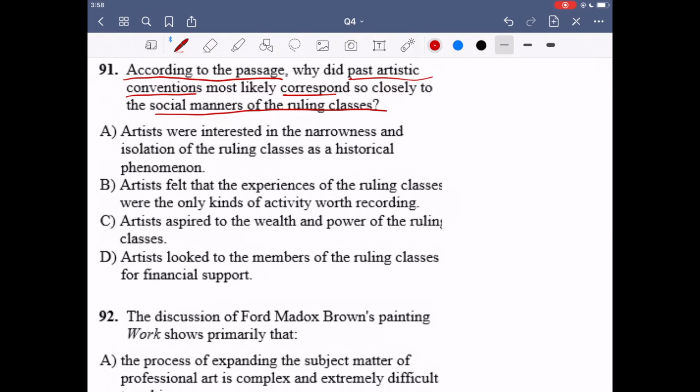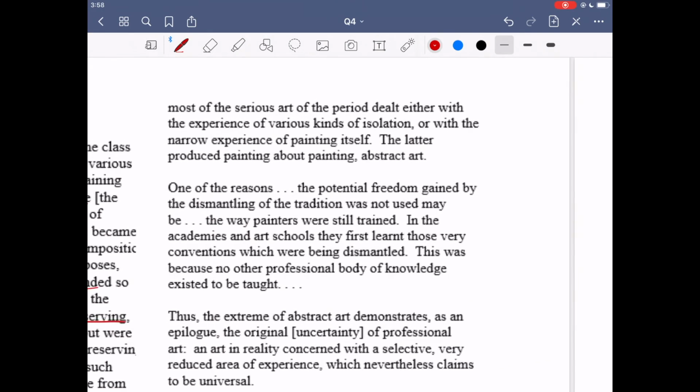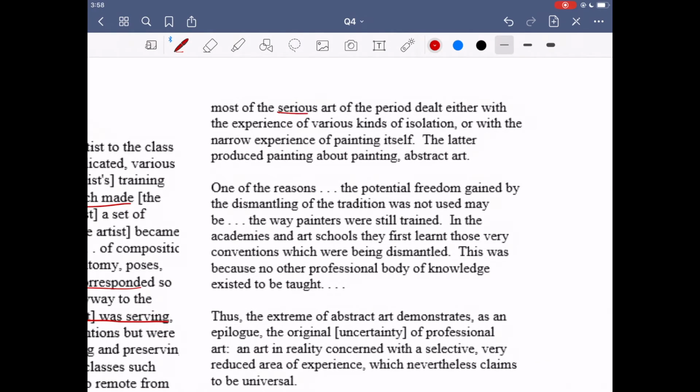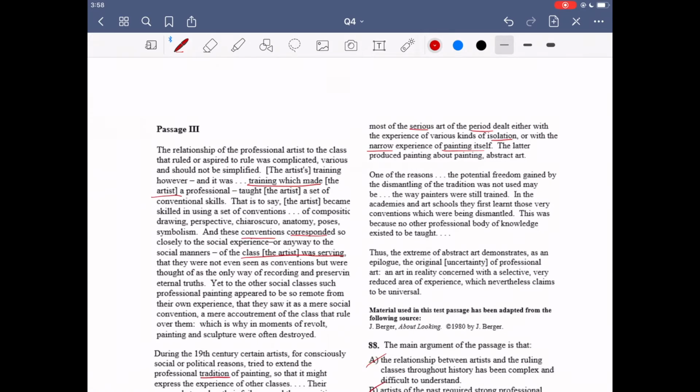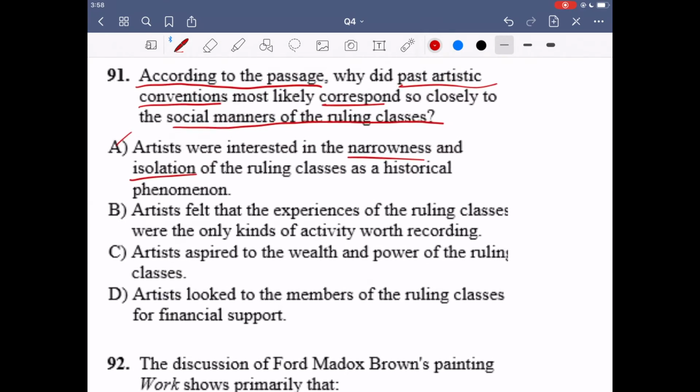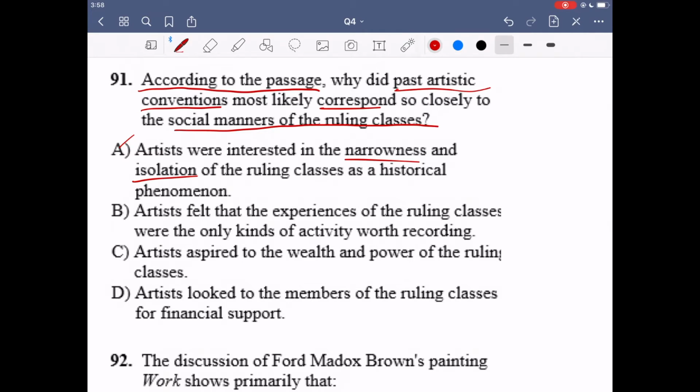Option A is saying artists were interested in the narrowness and isolation of the ruling classes as a historical phenomenon. No. Narrowness and isolation, those were mentioned somewhere in the passage. Where were they? I think it was here. It's serious art of this period dealt with isolation and narrow experience of painting itself. That was talking about abstract art or whatever. And that's actually a bit later on if you're keeping track of the time period. So that's not even talking about the time period that we care about. We're worried more so about the earlier or the past artistic conventions. This is getting more so into modern day.